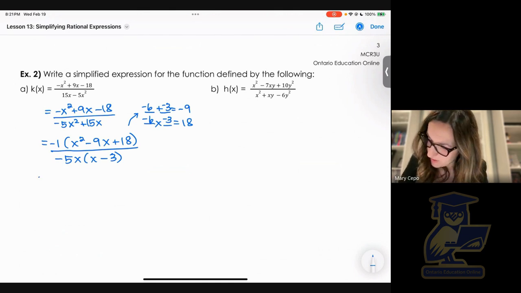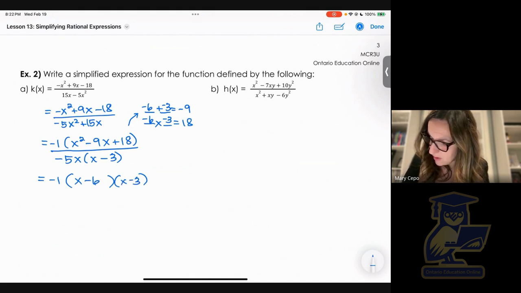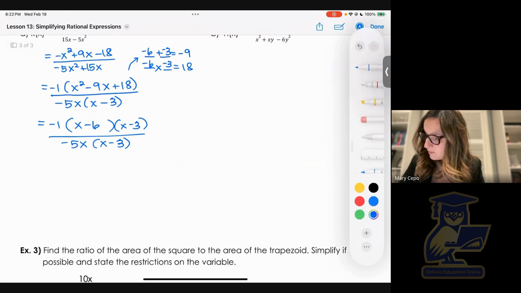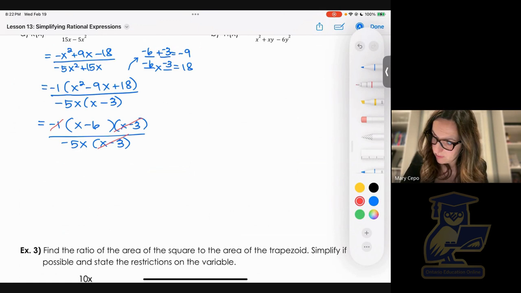So we factor, with the negative 1 out front: x minus 6, x minus 3, all over negative 5x, x minus 3. Again, we have a common binomial that we can simplify. These two negatives leave a positive, and we're left with x minus 6 all over 5x.